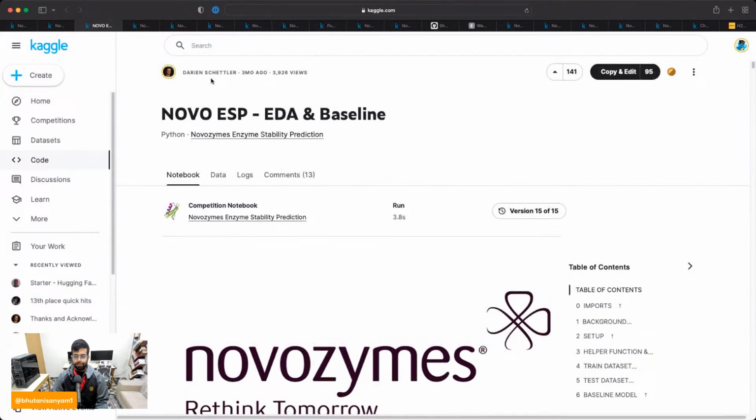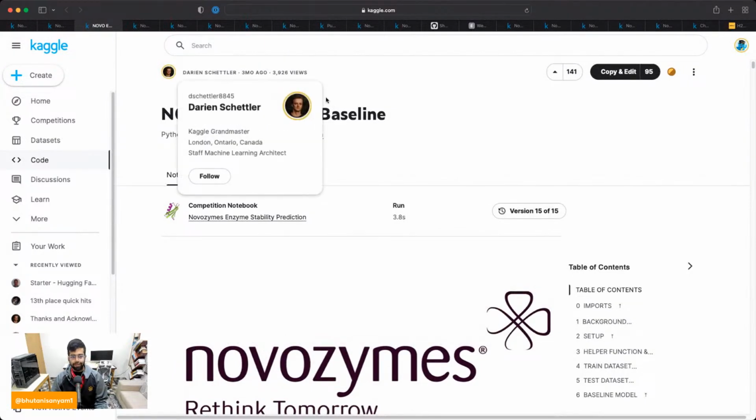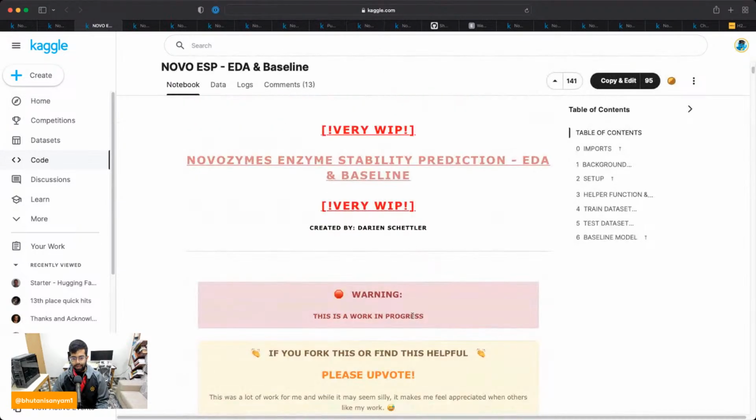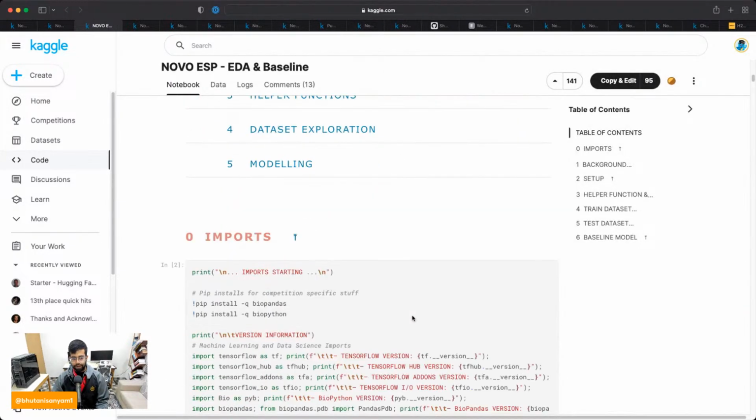Darian also writes, he shares a lot in different competitions. And I think he had done a nice EDA here. So I'll again use this notebook as well.